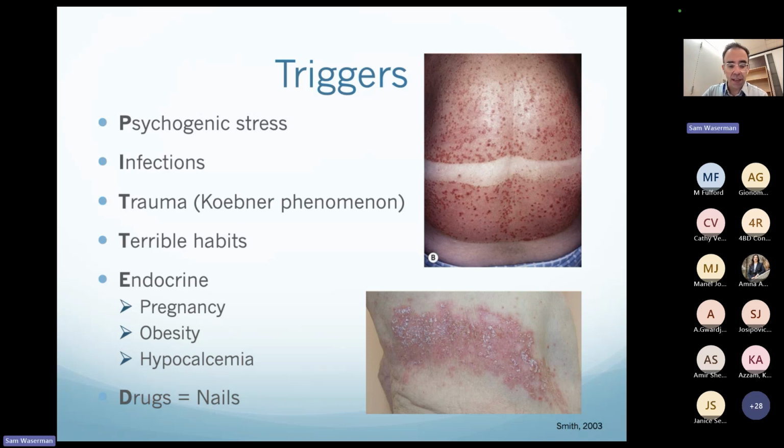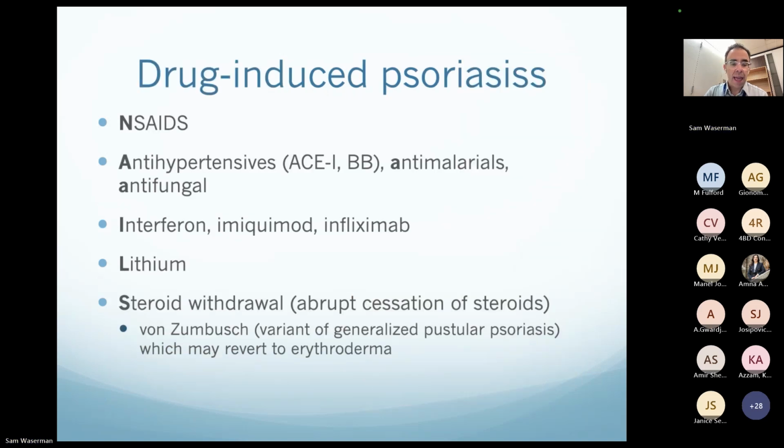And last but not least is drugs or medications, and the mnemonic for that is NAILS. NAIL stands for NSAIDs, antihypertensives, specifically ACE inhibitors and beta blockers, antimalarials, antifungals. The I is interferon, imiquimod, infliximab. L is for lithium, and the S is for steroid withdrawal, specifically the abrupt cessation of steroids. And I'll talk a bit about the von Zumbusch variant of generalized pustular psoriasis, which you can often see with the abrupt cessation of steroids.